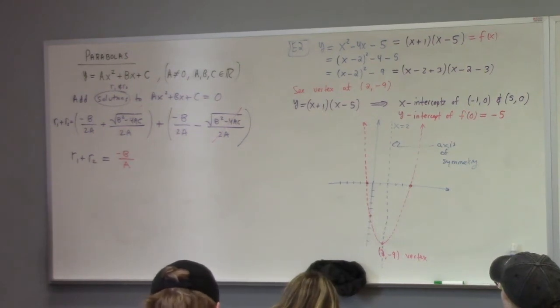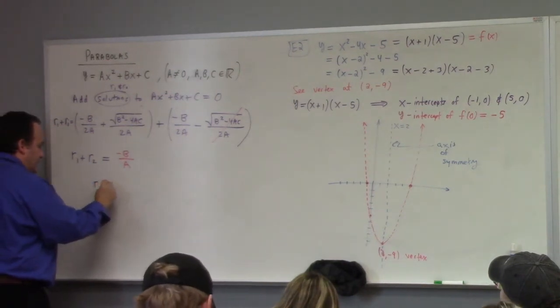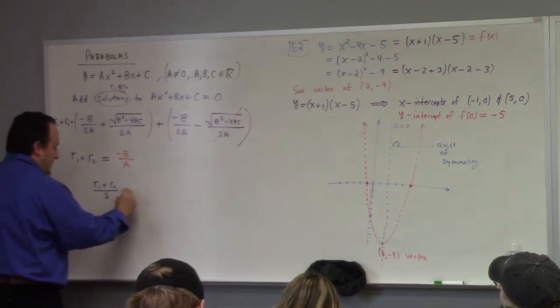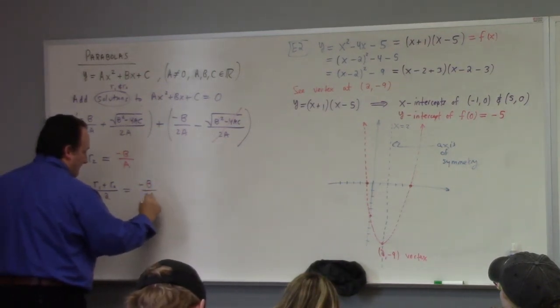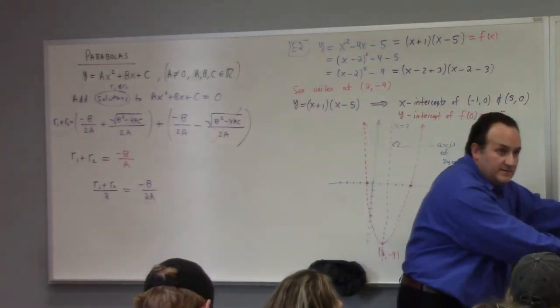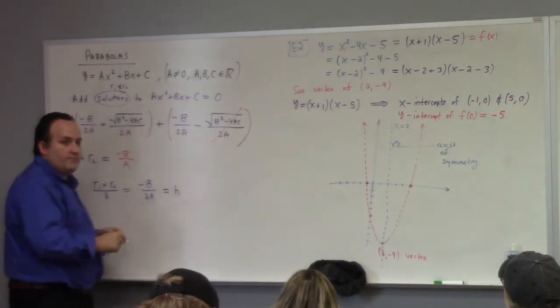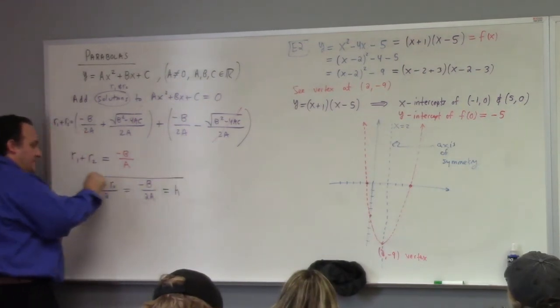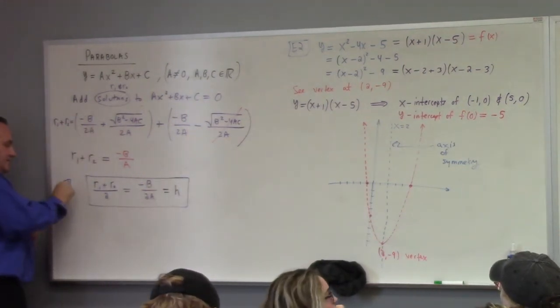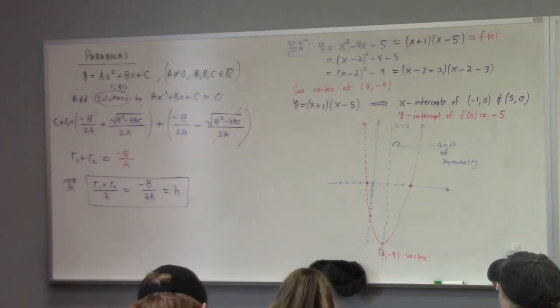So what does this mean? This means that if we take R1 plus R2 and divide by 2, we get minus b over 2a. What is minus b over 2a, though? What did we discover earlier today? Right, it's the vertex, right? So this is h. So this is another theorem that we have for the parabola, which relates what? This says that the average of the roots is where the vertex is.